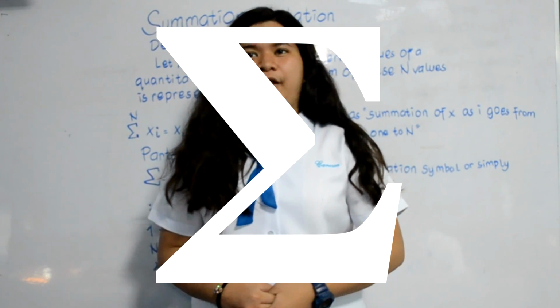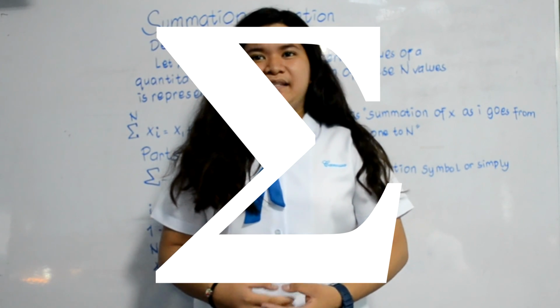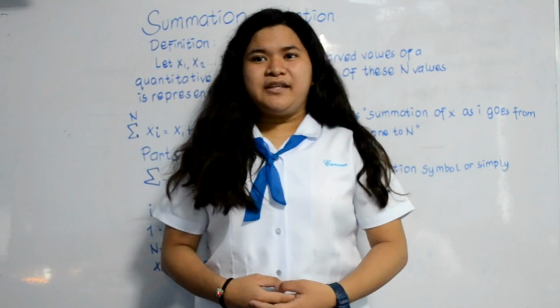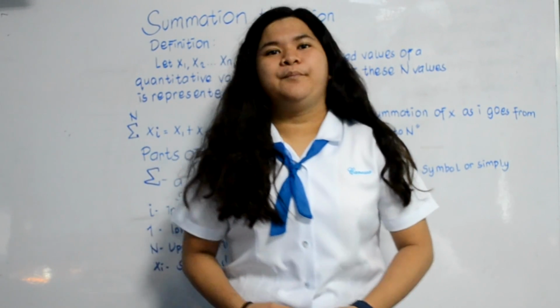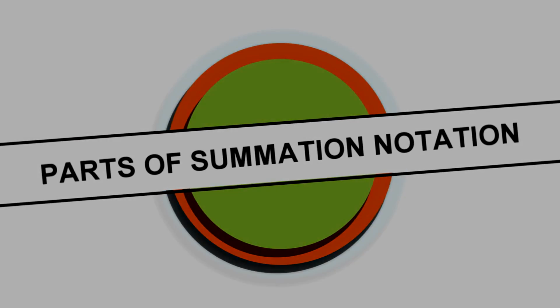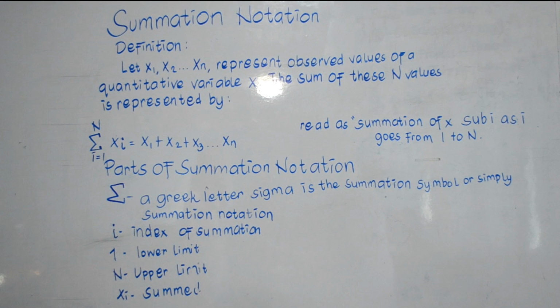Here, the sigma is the Greek capital letter sigma, corresponding to the letter S, and refers to the initial letter of the word sum. Summation denotes the sum of all values and is represented by the Greek capital letter sigma.